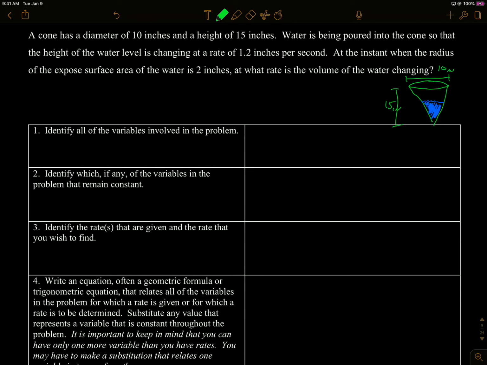All right, so identify all the variables in the problem. So there's going to be a volume of the cone they're talking about. There's a height of the water. I should say volume of the water, not the volume of the cone. Volume of that wedge of water, the height of the water, and the radius of the water. So when you picture the water in motion, they're all changing. So none are constant.